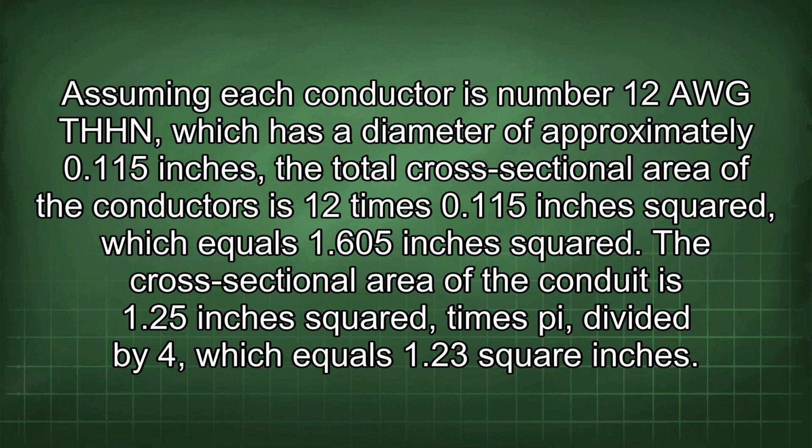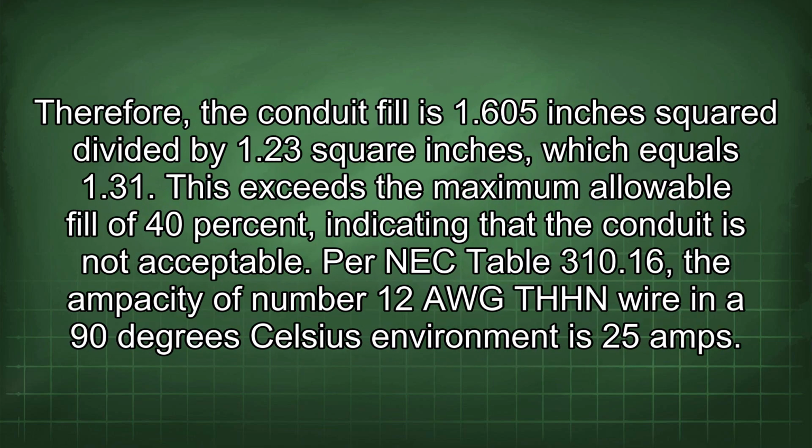The cross-sectional area of the conduit is 1.25 inches squared times pi divided by 4, which equals 1.23 square inches. Therefore, the conduit fill is 1.605 inches squared divided by 1.23 square inches, which equals 1.31. This exceeds the maximum allowable fill of 40%, indicating that the conduit is not acceptable.